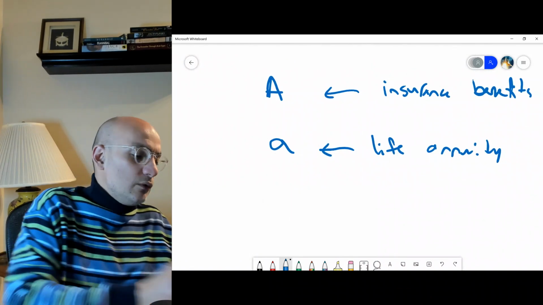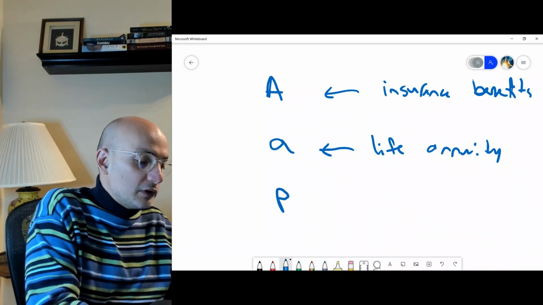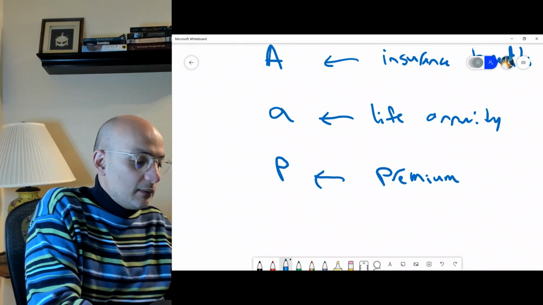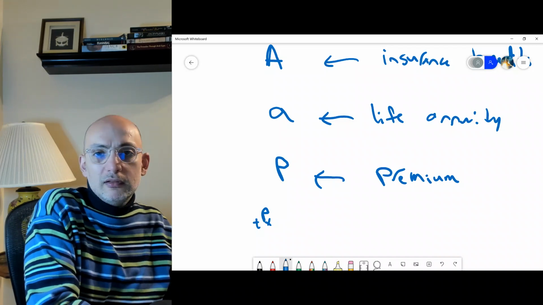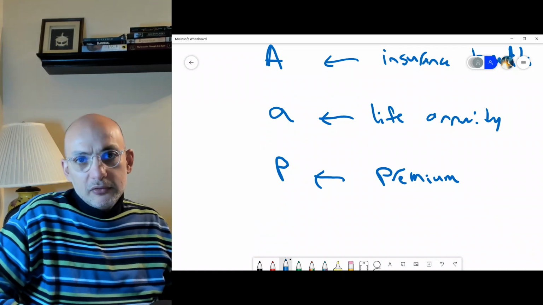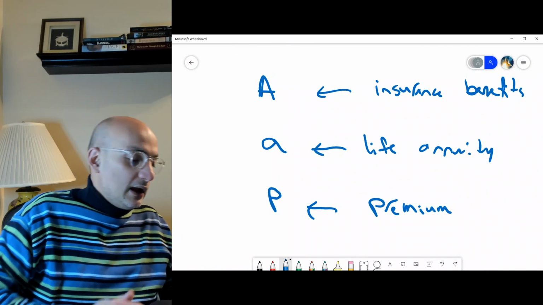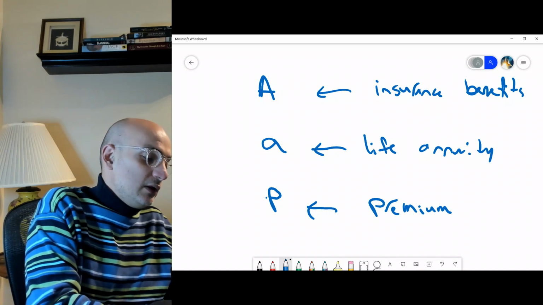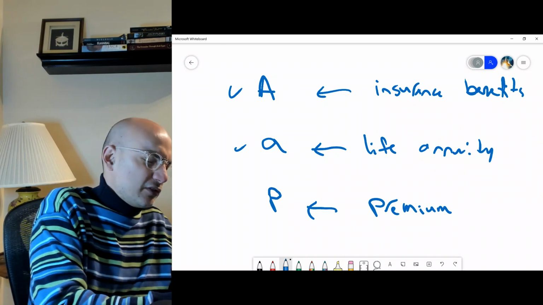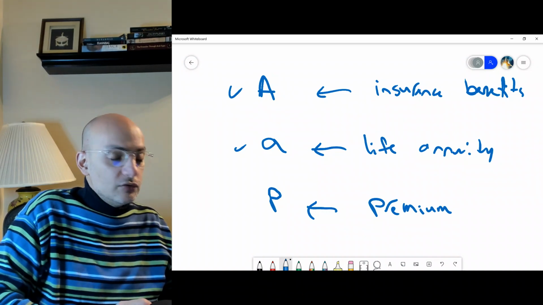Right. Now we will use capital P for a premium. And don't make a mistake between the small p, which we use in tPx, remember tPx is the probability to survive, and this capital P here. We use capital P for premium. And the interesting thing is that P will be expressed with these two, A and a. So we'll use the capital A and small a to calculate the premium.